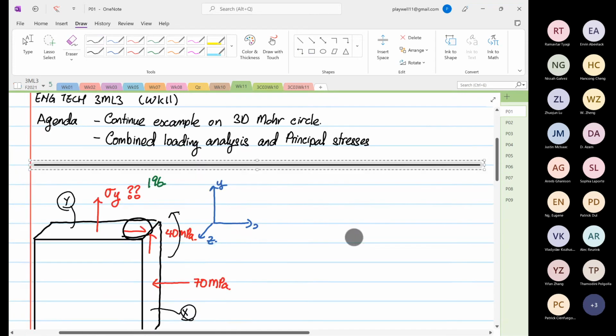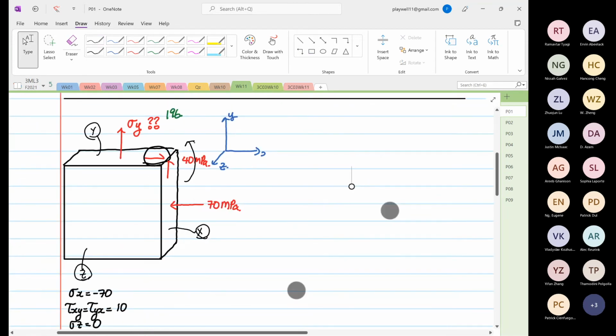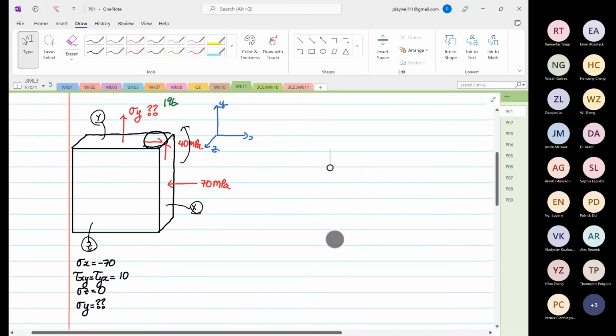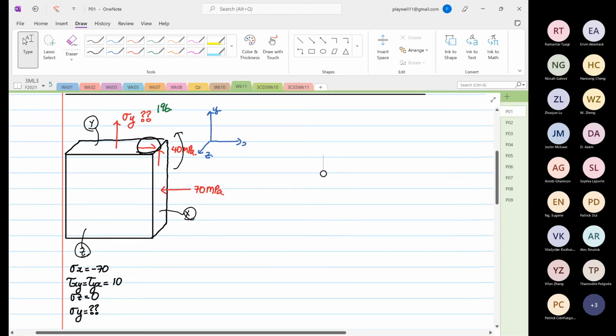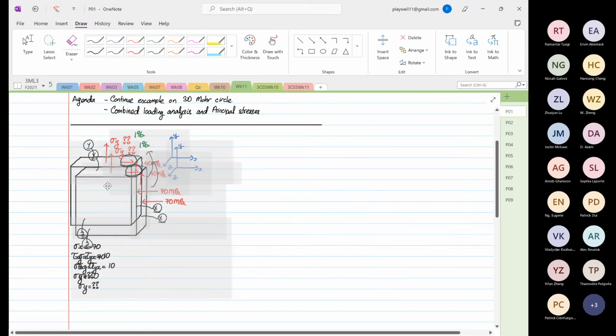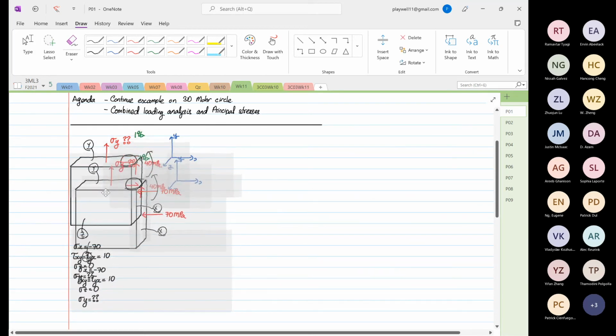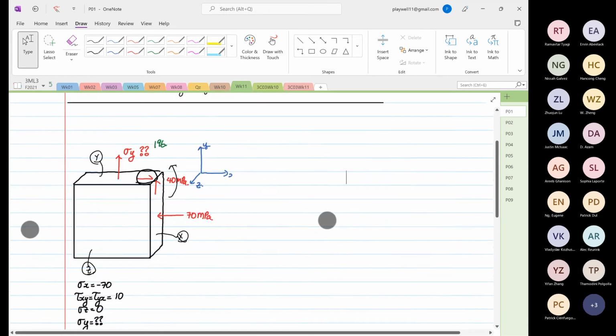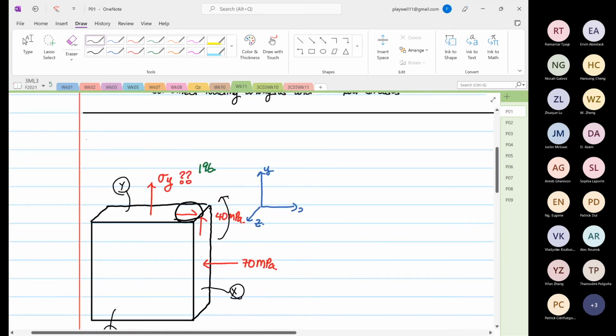Okay. So last week we dealt with this problem over here, right? So just to quickly recall, this is the problem that we worked with that I could not finish. Let me shift this down. So we're going to continue the example from last week.